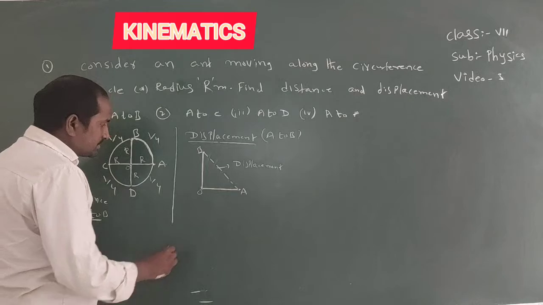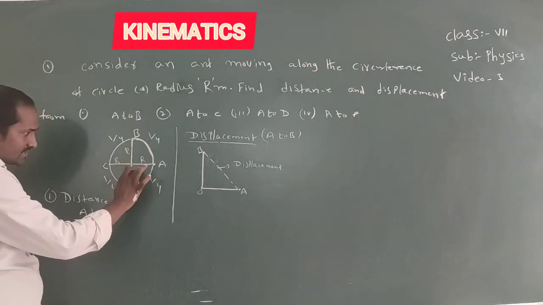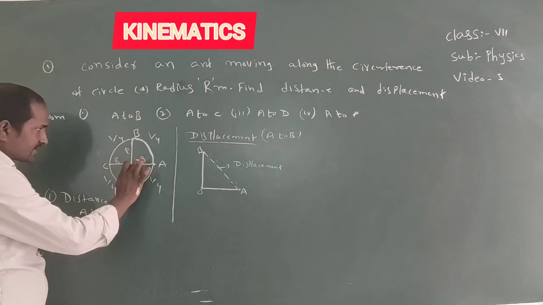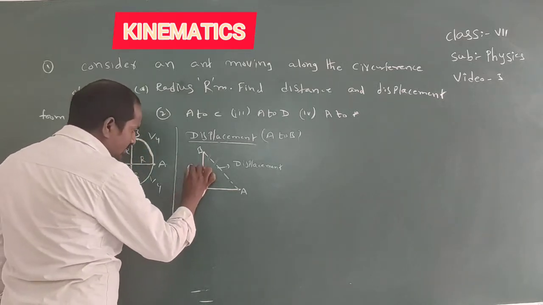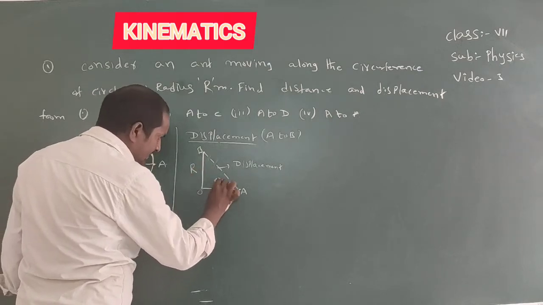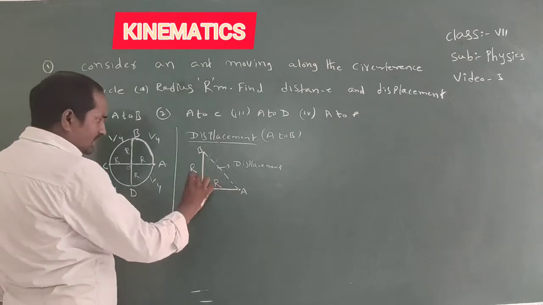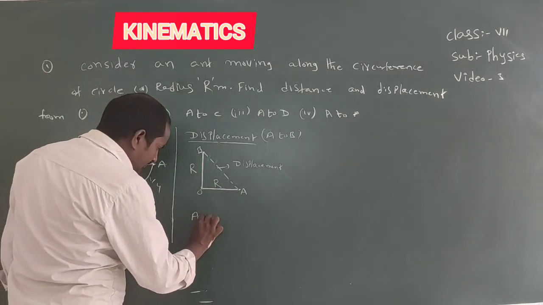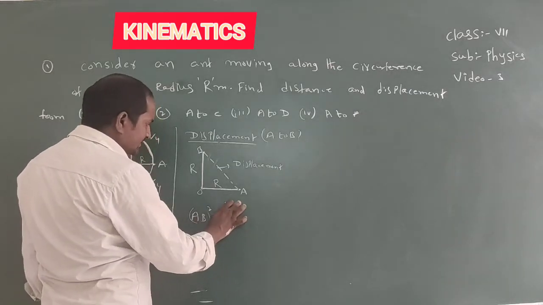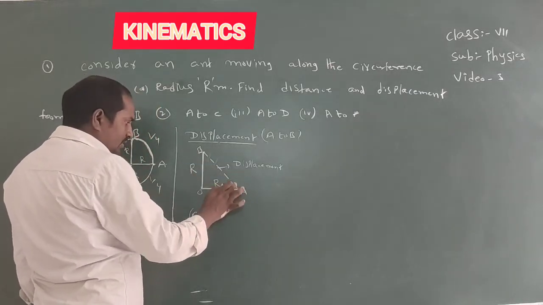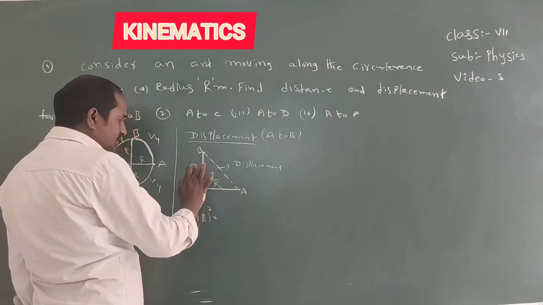Here AB is the displacement. From the diagram, A to O is equal to radius r. Next, O to B is also radius r. So according to Pythagoras theorem, AB whole square is equal to base whole square plus opposite side whole square, since AB is the hypotenuse.